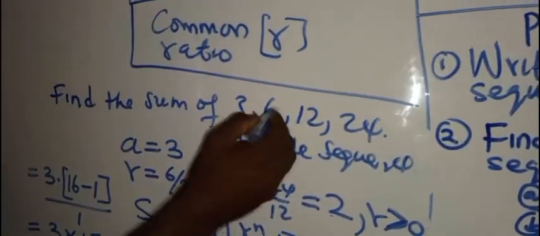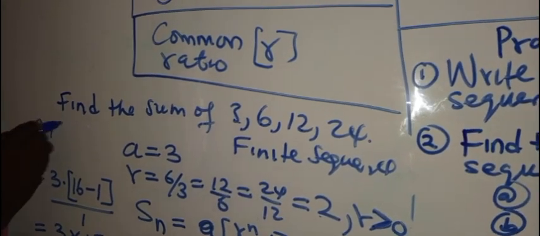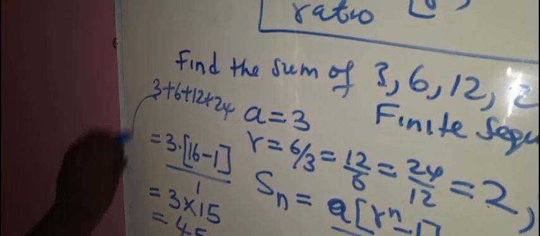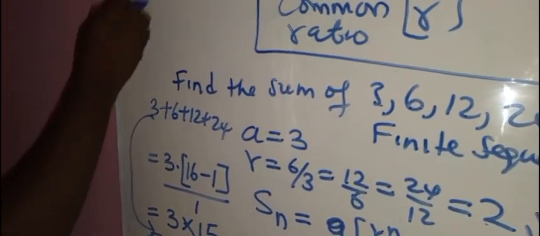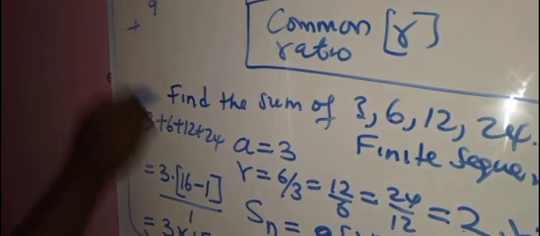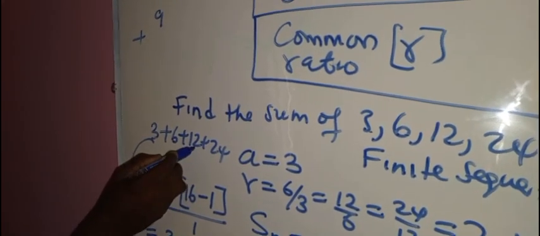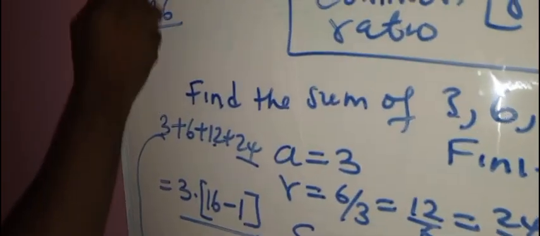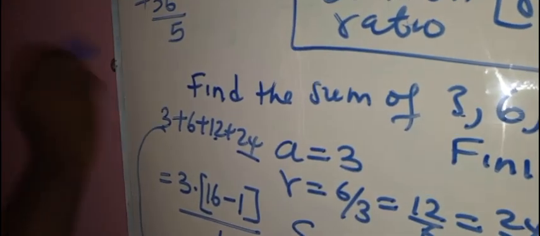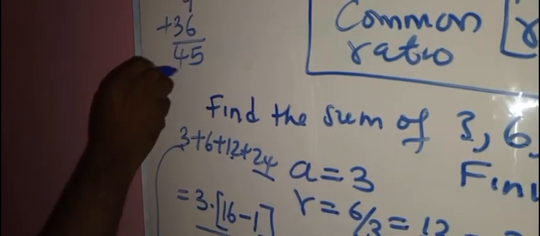It means that the sum of this, if you add this together, 3 plus 6 plus 12 plus 24, is supposed to give us 45. Can you try that manually? 3 plus 6 is 9. Plus 12 plus 24, that is 36. 9 plus 36 is 45. So you can use the formula.